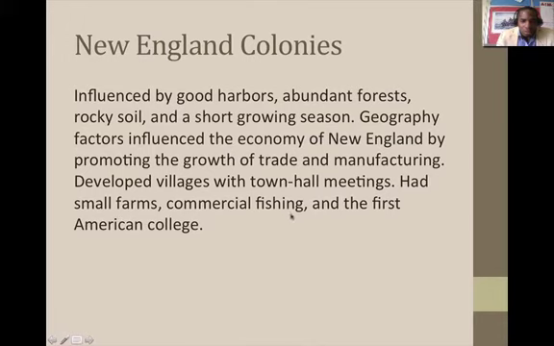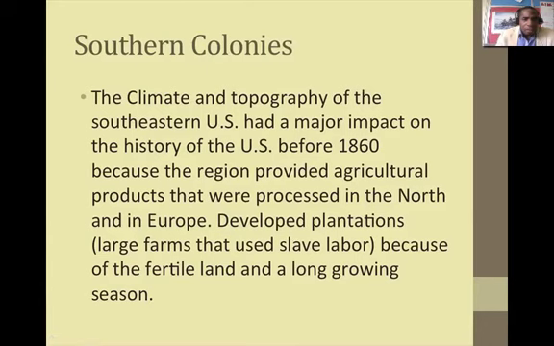They had commercial fishing, and they were the first to have American college, which is not really important when it comes down to the U.S. Regents. Then we had the southern colonies. Now here is very important to know that the southern colonies had a major impact on the history of the United States before the 1860s, because this region provided most of the agricultural products. Agricultural simply means like farming and stuff like that. And these products were processed in the North, and they were sold like in Europe, pretty much.